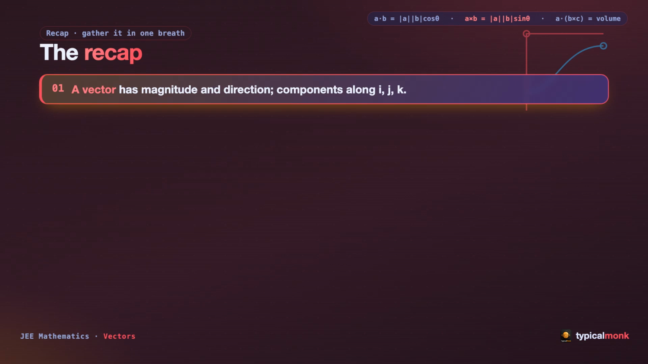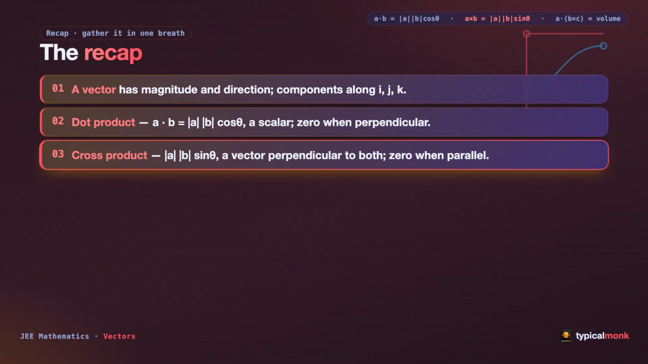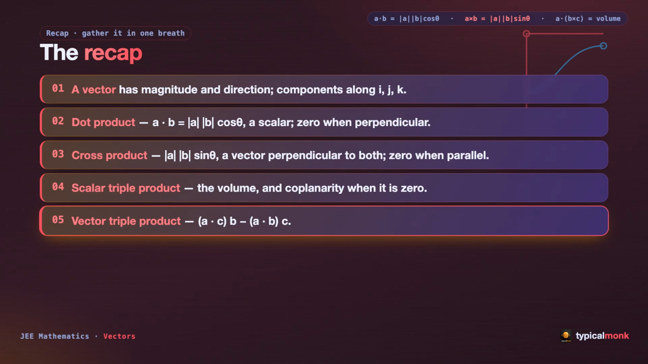Let us gather it all in one breath. A vector has magnitude and direction, with components along i, j, and k. The dot product, A dot B, equals the magnitude of A times the magnitude of B times cosine theta, a scalar, 0 when perpendicular. The cross product, the magnitude of A times the magnitude of B times sine theta, a vector perpendicular to both, 0 when parallel. The scalar triple product, the volume, and coplanarity when it is 0. The vector triple product, A dot C times B minus A dot B times C.